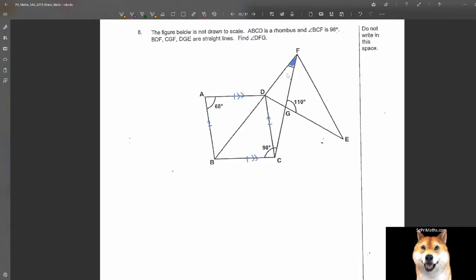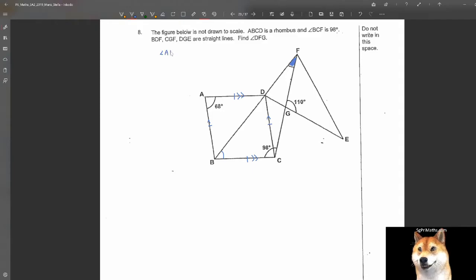So we can start to plan. To identify this angle, we can use triangle BFC, because we have this 98, and once we find this angle, we can find this angle. To find this angle, this is part of the rhombus, so we use 68 degrees to find this, and then this, and then this.